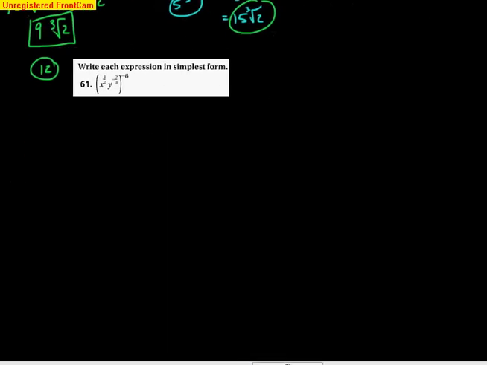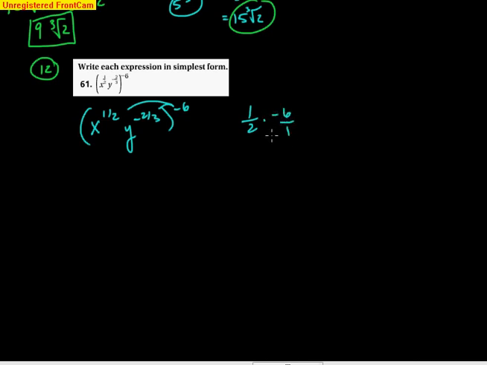Okay, and then number 12 here. We're going to write this expression in simplest form, okay? And I'll rewrite it right here so you can see in blue. This is x to the 1/2, y to the negative 2/3, all raised to the negative 6th power, okay? And what you do here is this negative 6 actually gets distributed to those two exponents, and when you do that, you're actually going to multiply them, okay? So over here, I'm going to multiply 1/2 times negative 6. Put that as a fraction.